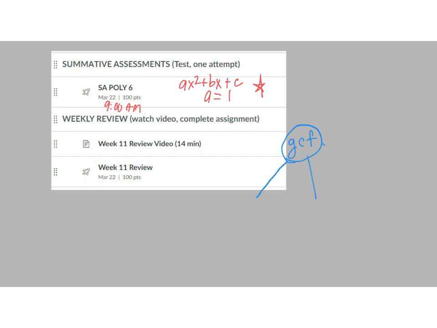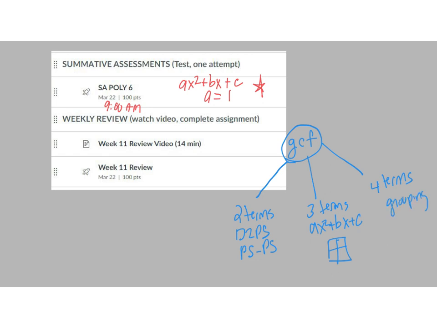And then I have to look at it and assess it and say, well, does it have 2 terms? Does it have 3 terms? Or does it have 4 terms? And that tells us how to attack the rest of the problem, whether our 2 terms is a difference of 2 perfect squares, which looks like a perfect square minus a perfect square, or if we have a quadratic trinomial where a is equal to 1, and we're going to use the box to help us solve it, or if we have 4 terms that we're going to have to group.